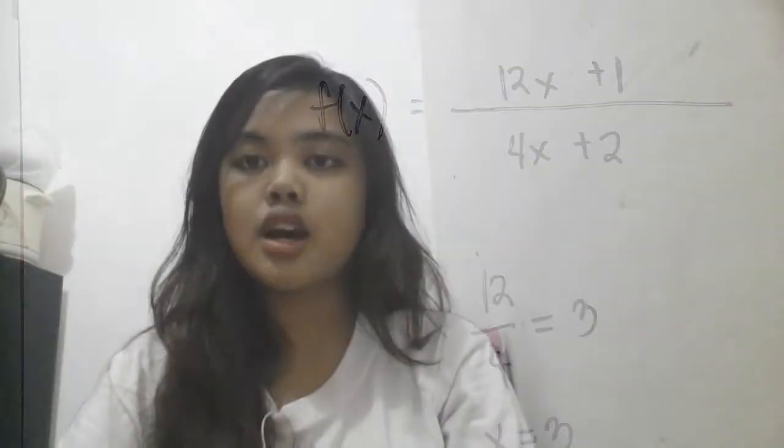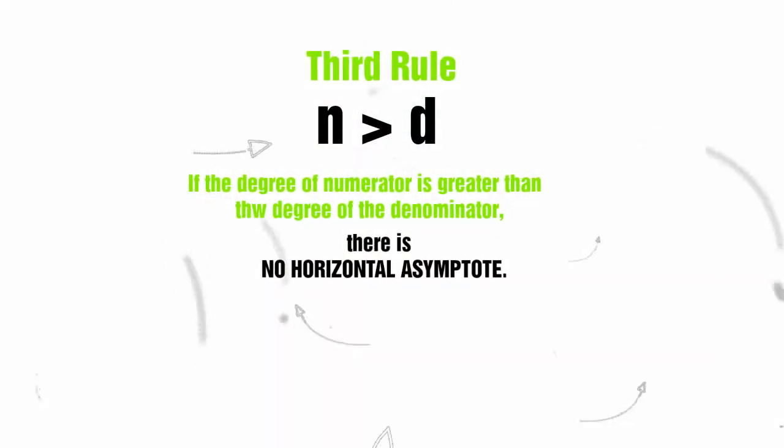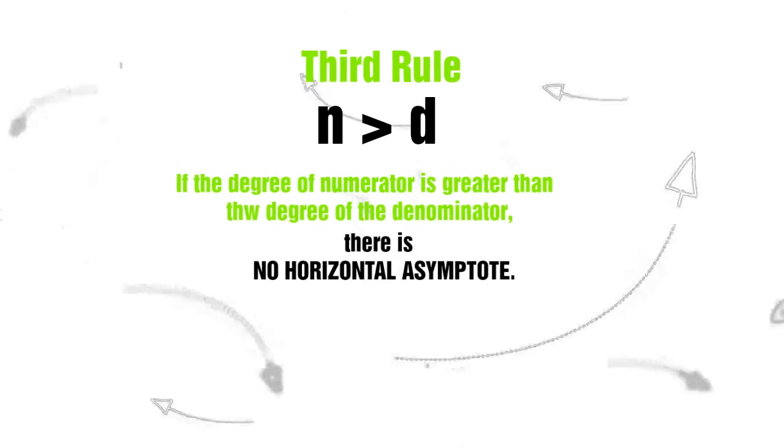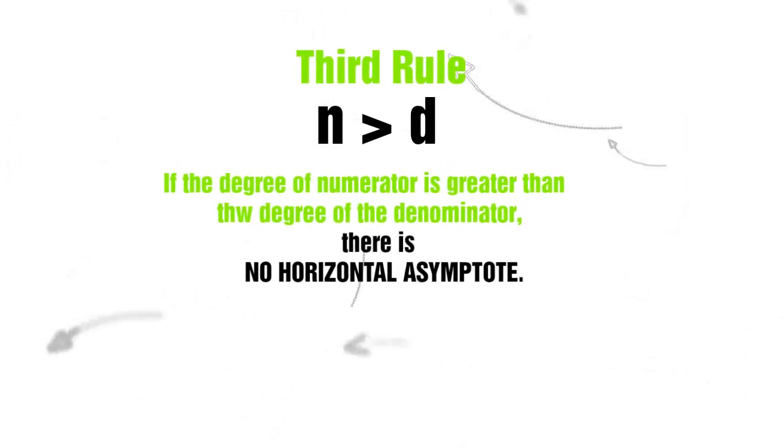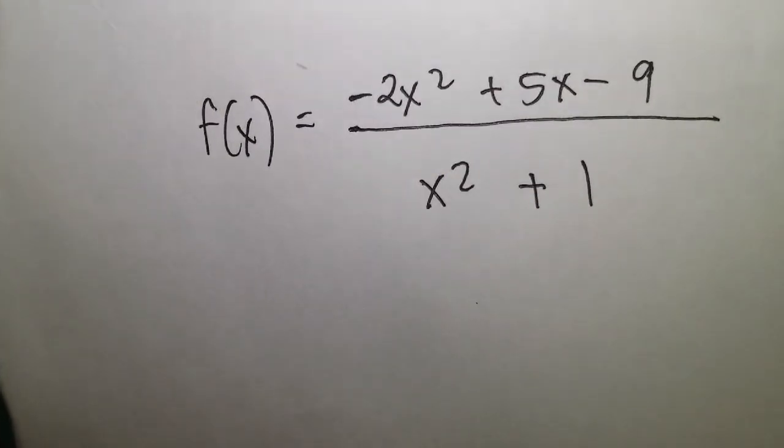Last but not the least, the degree of the numerator is greater than the degree of the denominator. This means that there is no horizontal asymptote in the equation. So here is the example for the third rule. f of x is equal to negative 2x raised to the power of 2 plus 5x minus 9 divided by x raised to the power of 2 plus 1.